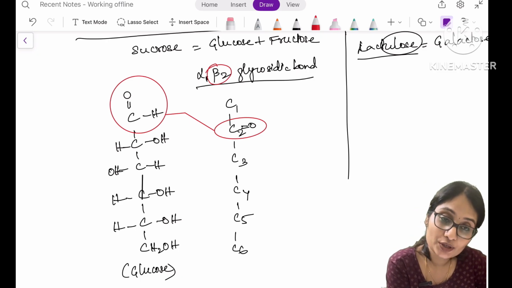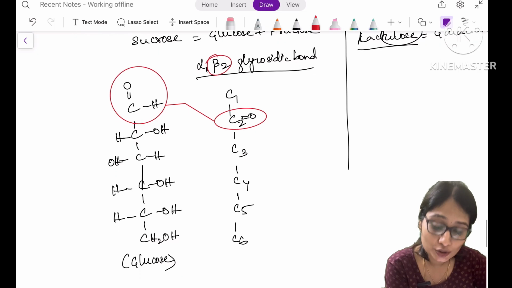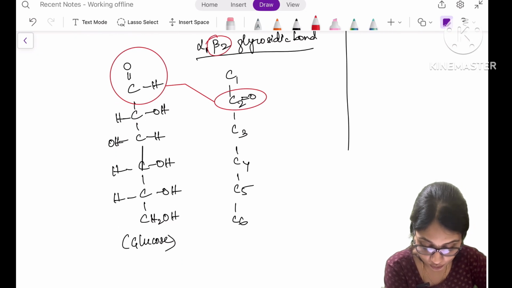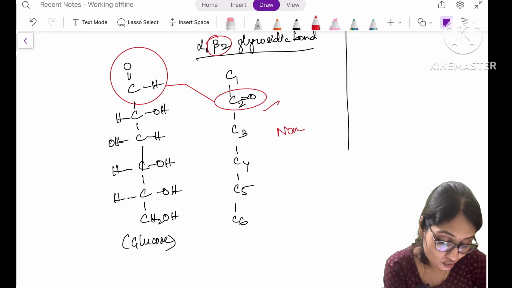If these two are involved in the glycosidic bond, is there a free functional group in any of the two units? No. The functional group here is involved in a bond, and the functional group here is also involved in a bond. So both these functional groups are not available freely, and hence is it reducing or non-reducing? It is non-reducing. Okay, so this is it.